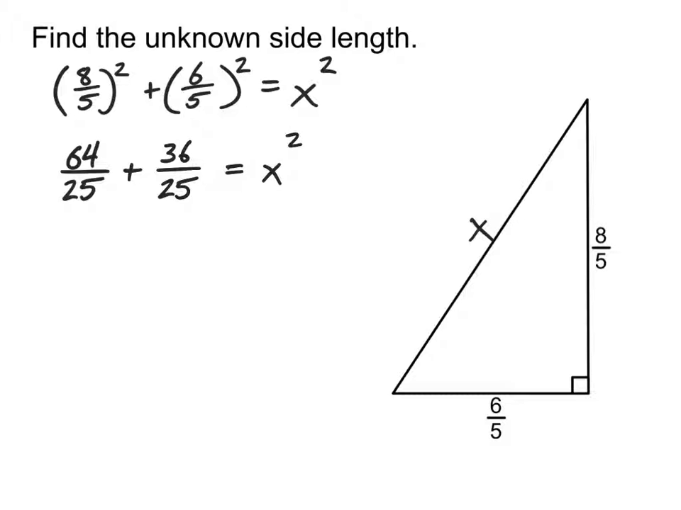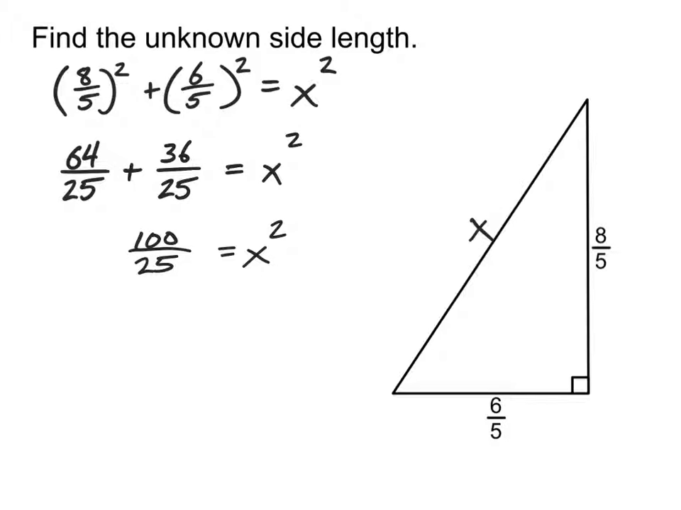Now we go ahead and do the addition. You notice the beautiful thing about this particular problem, we already have common denominators. That makes life a little bit easier. So we add the tops. That's going to give me 100 over 25 equals x squared.